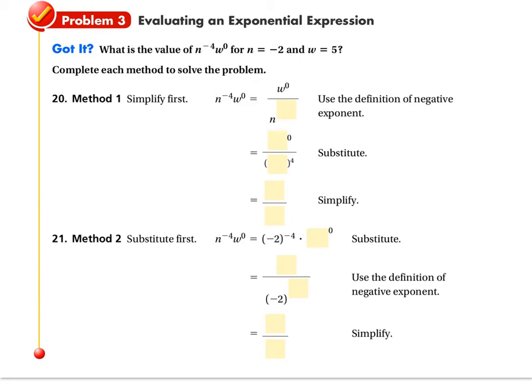When we want to evaluate an exponential expression, we have two methods we can use. The first one is to simplify first. And the second one is to substitute first. And we're going to go through both of these. So we're looking at n to the negative 4, w to the 0.